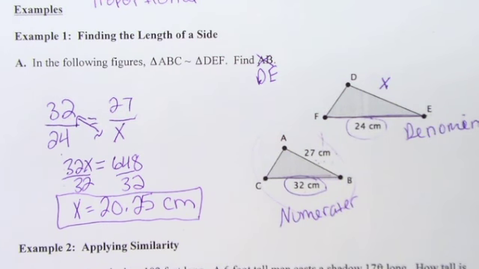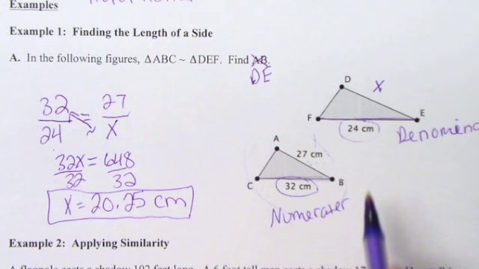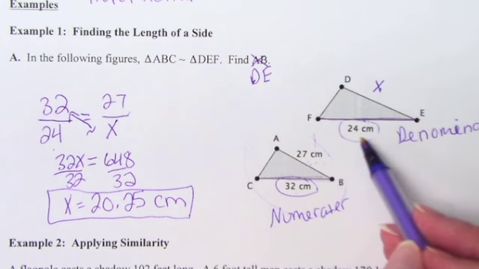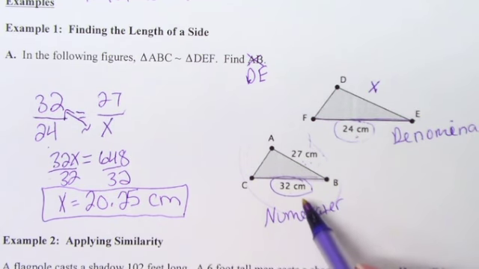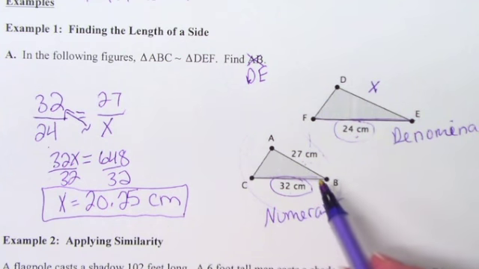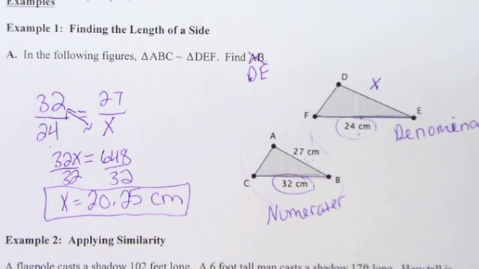You always want to label when we know what dimensions we're talking about. Now I realize these triangles are not drawn to scale, because this says it's 24 and it's longer than what CB is. So don't go off of looks. That was just an inaccurate drawing. Their answer is 20.25 centimeters.